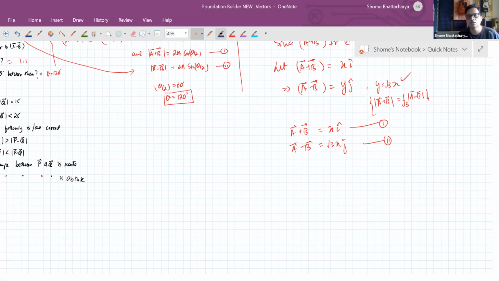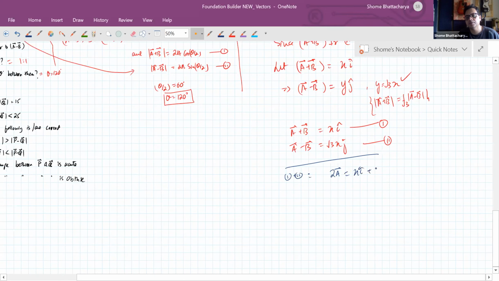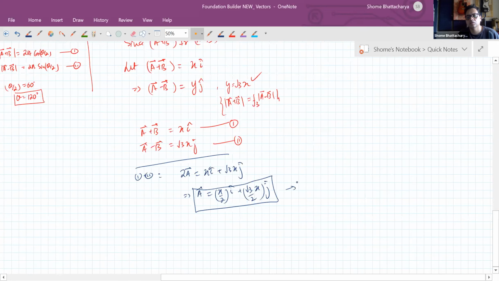So for example, if you add the two equations, you will get that 2a is equal to x i cap plus root 3x j cap, or a is equal to x by 2 i cap plus root 3x by 2 j cap. So from this you can understand that vector A has a magnitude of x and is at theta equal to 60 degrees with respect to x axis.